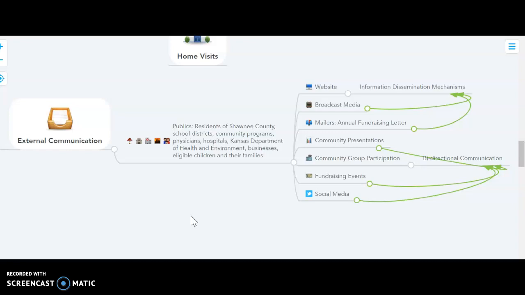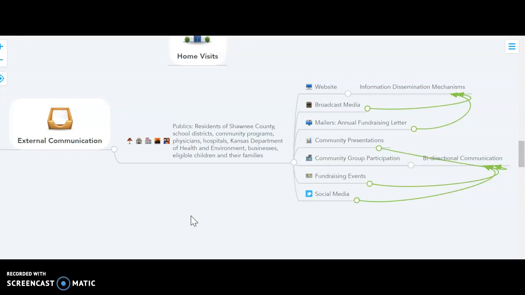Our next four listings are opportunities for bidirectional communication. So we do a lot of community presentations about our services. We also participate in a lot of different community groups, whether those are grant opportunities for us. We sit on boards of different community partners, sit on advisory councils. And so that's another way for us to reach one public group for us.